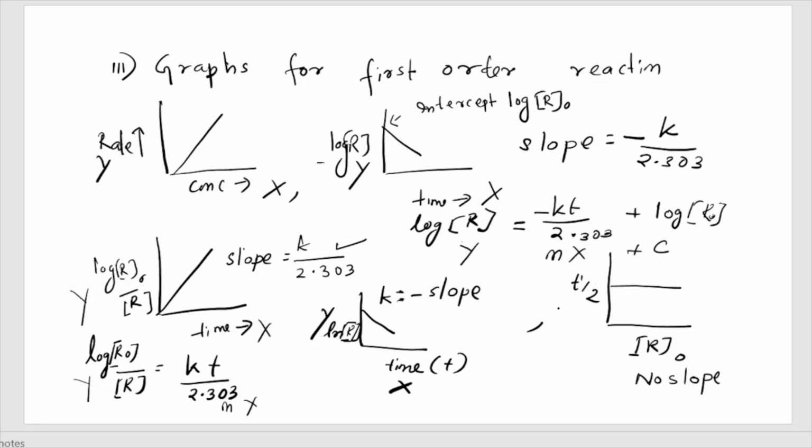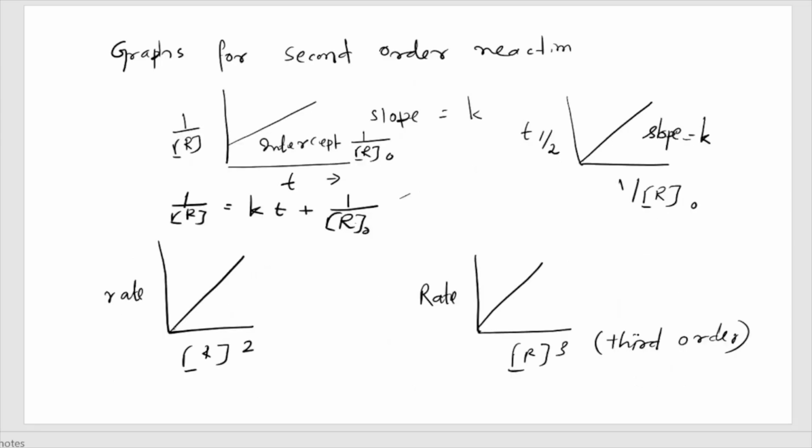T half is also on the y-axis, and r0 is on the x-axis. A graph is plotted parallel to the x-axis, so here no slope is there, and these are all the different forms of graphs in first order equation.